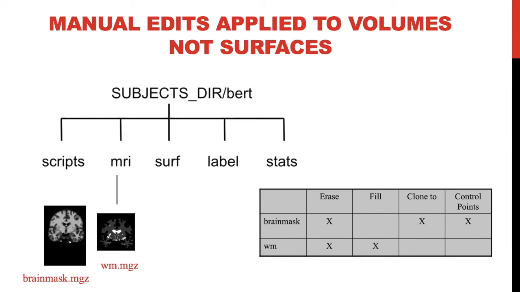For example, if you want to erase voxels, you should edit your brain mask. If you want to clone voxels, you should edit your brain mask as well, or add control points. But for your white matter volume, you want to make sure that you're only erasing voxels or filling voxels in.